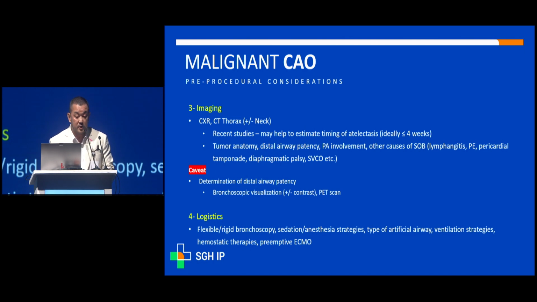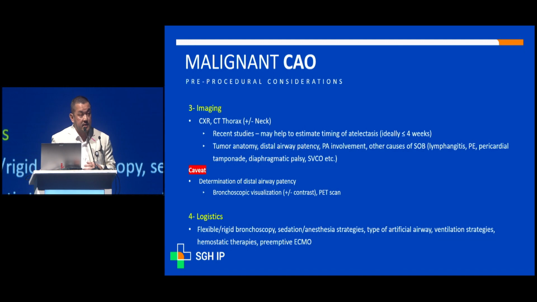Third will be imaging. Normally it would just be chest imaging, a chest radiograph, as well as a CT thorax. On the CT thorax, it's important to evaluate tumor anatomy and distal airway patency. You can also look at the pulmonary artery, and also, as mentioned earlier, look for other causes of shortness of breath.